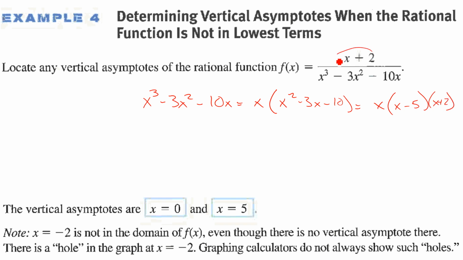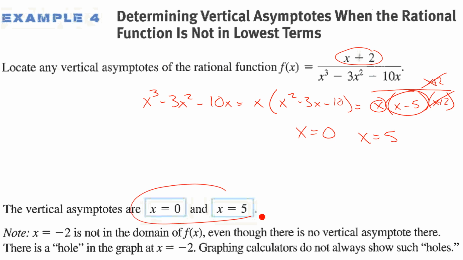Now notice that in the numerator, we also had an x plus 2. So what happens here? The x plus 2's cancel out. So what are our asymptotes? X equals 0 from here, and x equals 5 from here. So the vertical asymptotes are x equals 0 and x equals 5. X equals -2, which is what we would have gotten from this one, is not in the domain, and there's not a vertical asymptote there. There is a hole there.